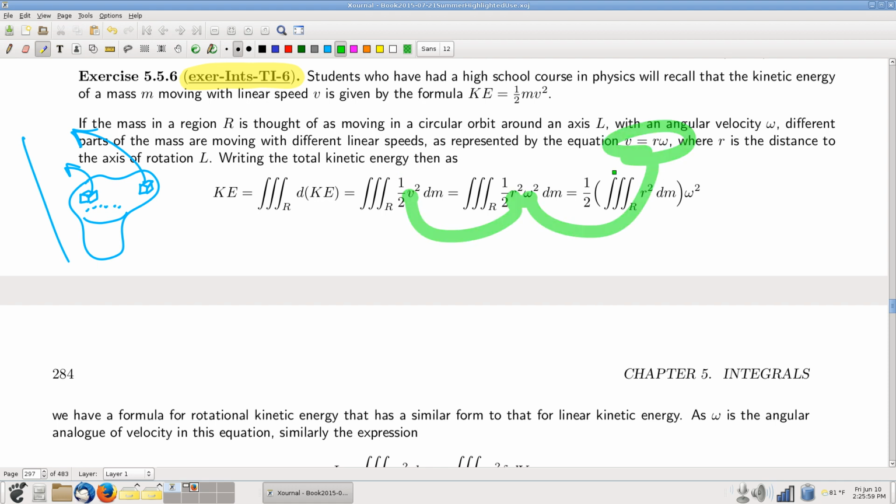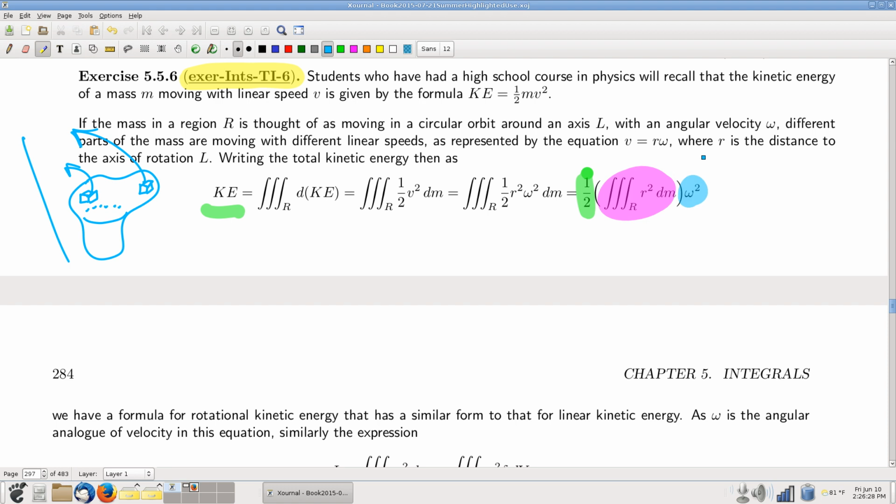Don't forget that v is r omega, and I can't believe I just said w. It's omega. Omega is a constant, so it factors out. 1/2 is a constant, so it factors out. And what you're left with is, weirdly, that kinetic energy is 1/2 of this thing times omega squared.